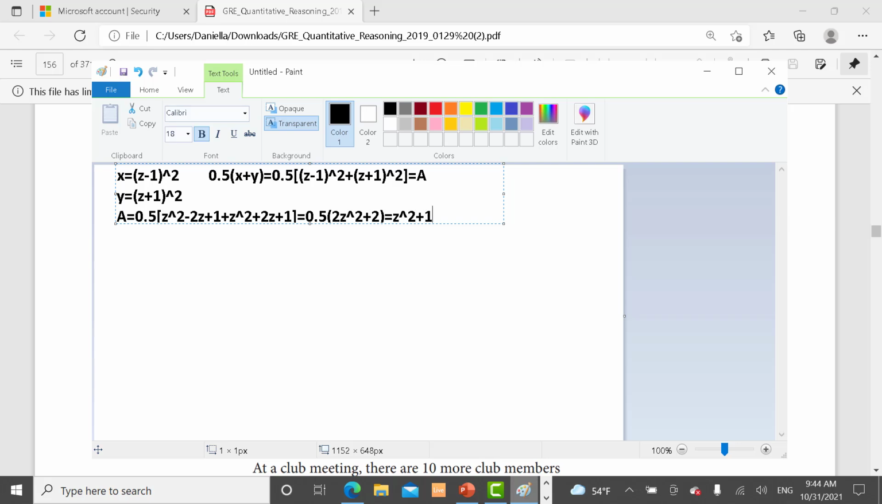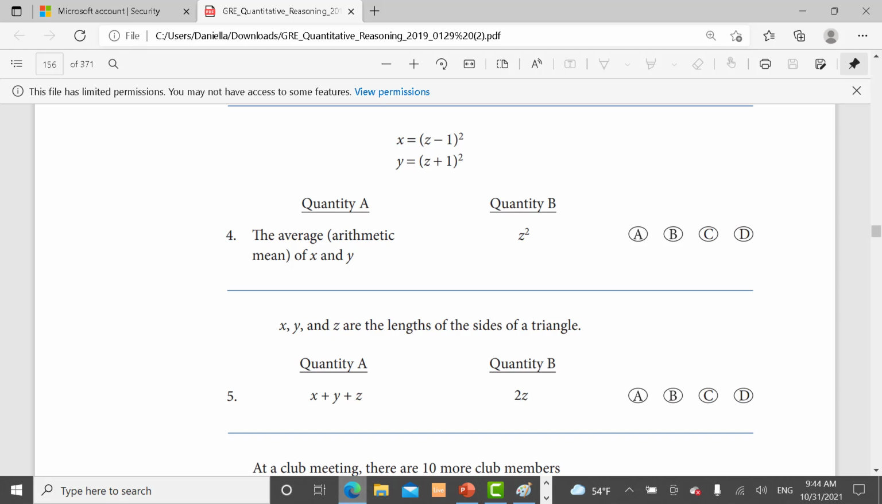So quantity A is z squared plus 1, and quantity B is given as z squared. So it's clearly shown that A is greater than B because A is just B plus 1. So A is the correct answer. See that? So for this problem, A is the correct answer.